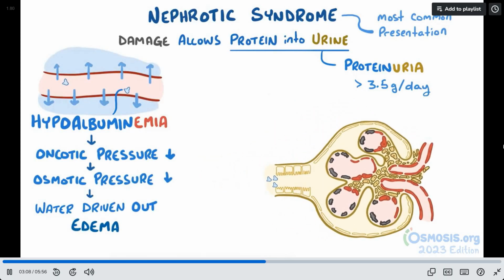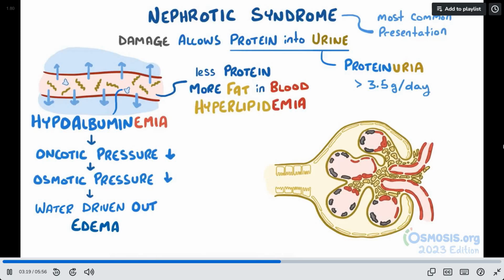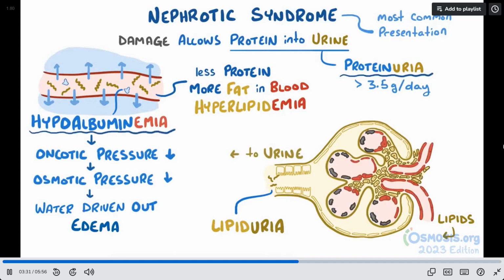Finally, it's thought that as a result of either losing albumin or losing some protein or proteins that inhibit the synthesis of lipids, or fats, you get increased levels of lipids in the blood, called hyperlipidemia. Just like the proteins, these lipids can also get into the urine, causing lipiduria. And those are the hallmarks of nephrotic syndrome: proteinuria, hypoalbuminemia, edema, hyperlipidemia, and lipiduria.